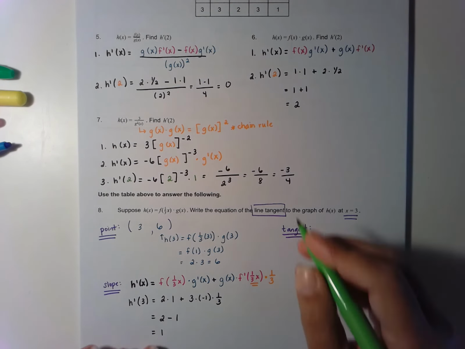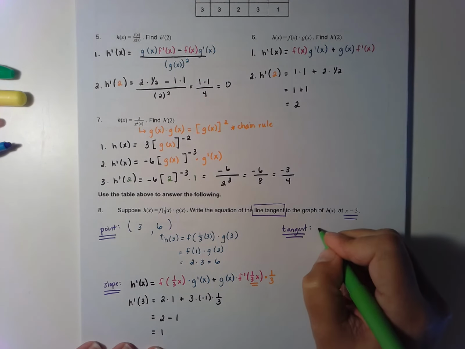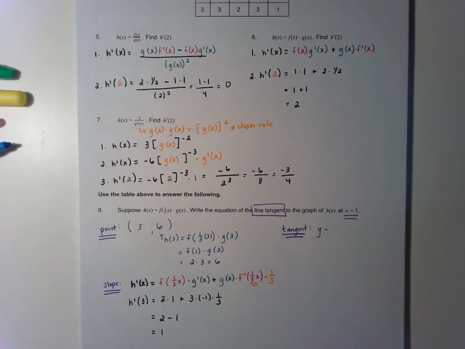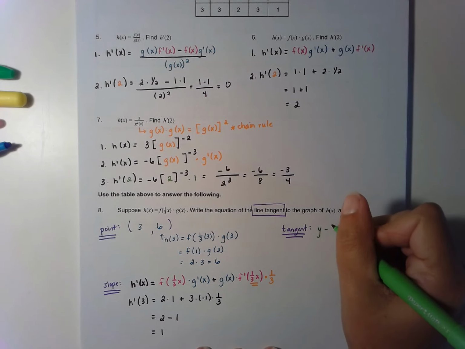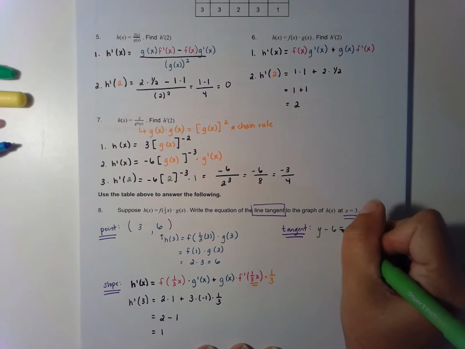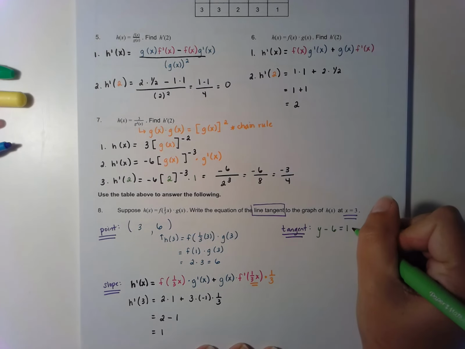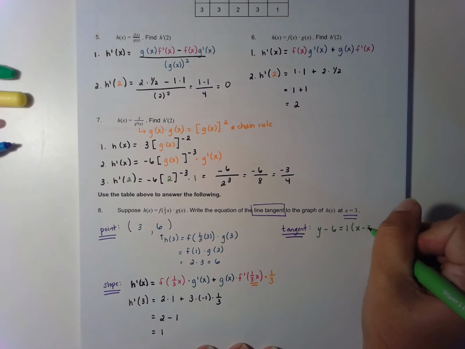Therefore, my tangent line equation, which puts all of this together, would be y minus 6 equals m, which is 1, times x minus 3.